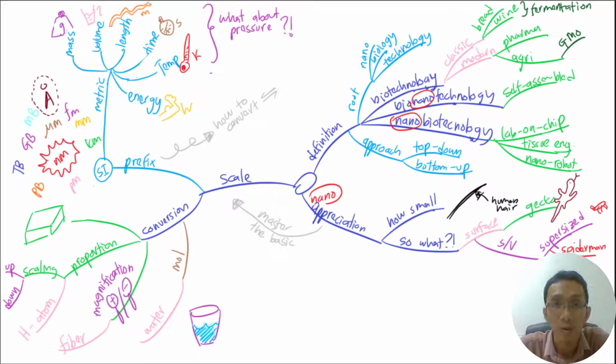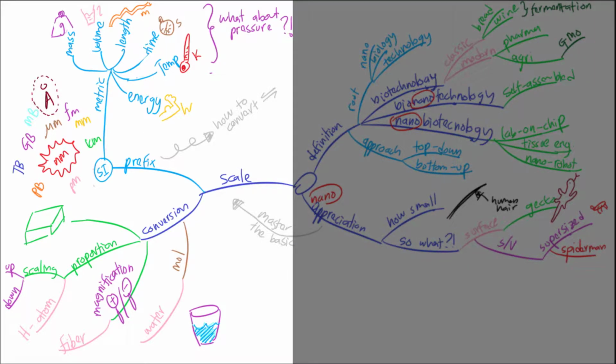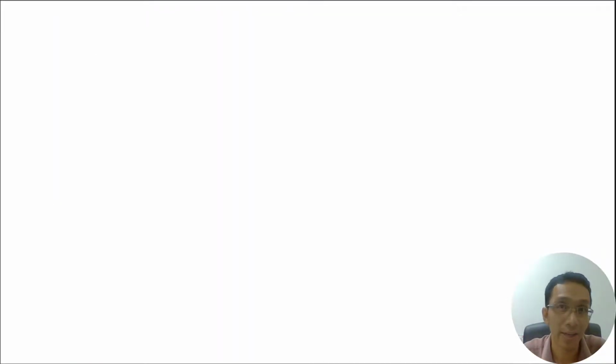Now we are done with the definition and appreciation part. Let's go to the scale. Because nano is not a scale that we commonly see in our daily life, scientists often have to relate nano with something common that can be compared with, in order to communicate with those who are not coming from a scientific background.